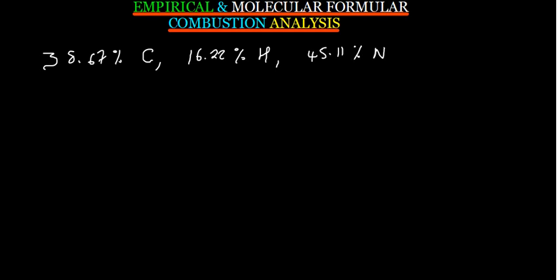Okay, let's say I've got a compound that has got 38.67 percent of carbon, and then we have got 16.22% of hydrogen, and then we have got 45.11 percent of nitrogen. We want to determine the empirical formula of this compound also. So just like we have done on the previous one, just follow the steps.